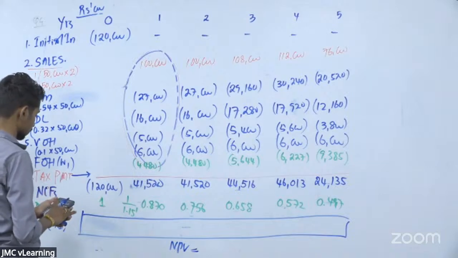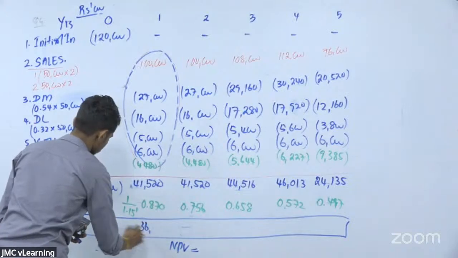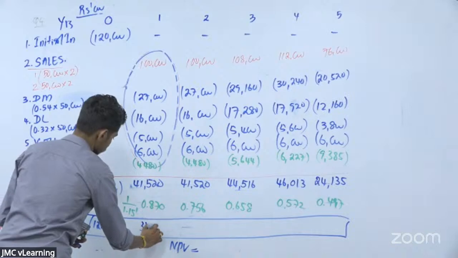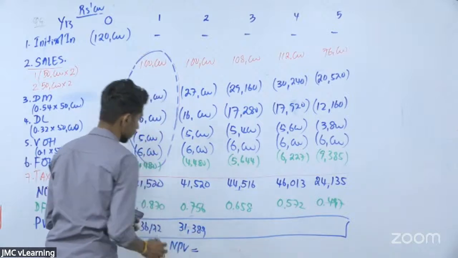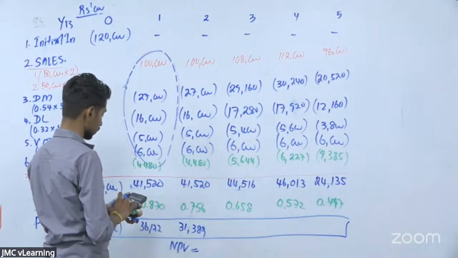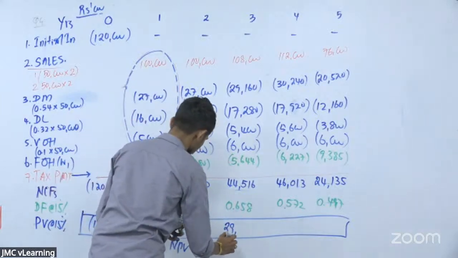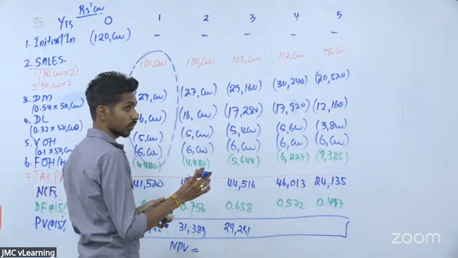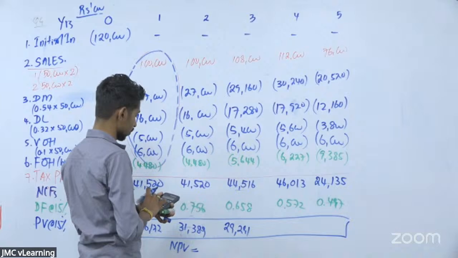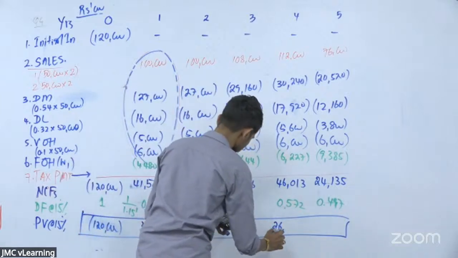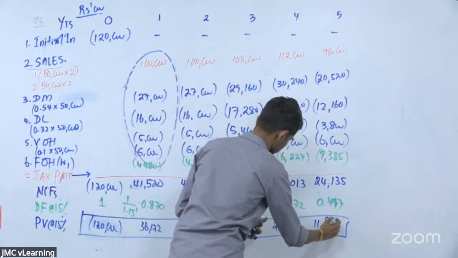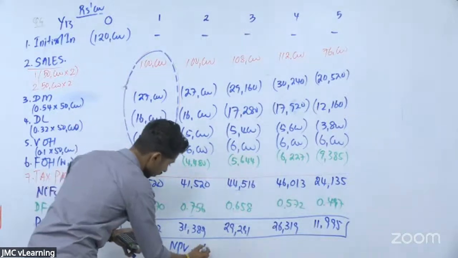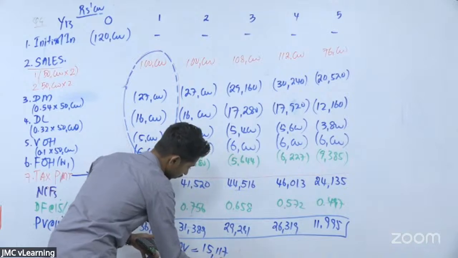120,000. 41,520 into 0.870, 36,000. 31,389. There are decimal places. 44,516 into 0.658, 29,291. I will calculate the approximate figure. 46,013 into 0.572, 26,319. 24,135 into 0.497, 11,995. Altogether, how much? NPV becomes 15,170. That is a positive NPV.